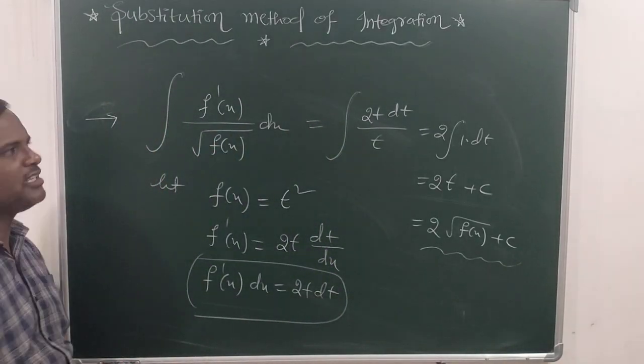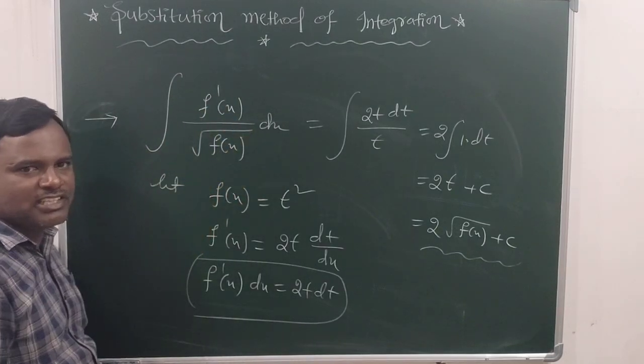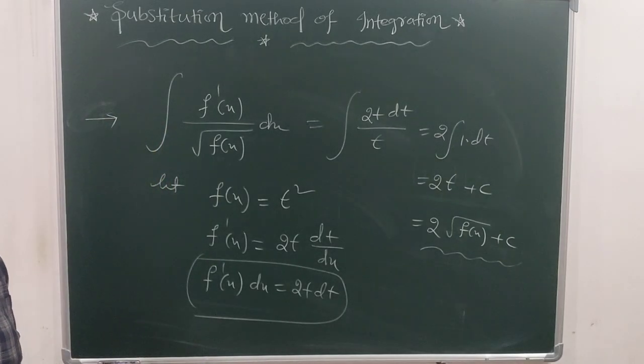Remember this like a standard result. If the integral of f dash of x by square root of f of x dx is given, then its integral will be 2 into root of f of x plus c.